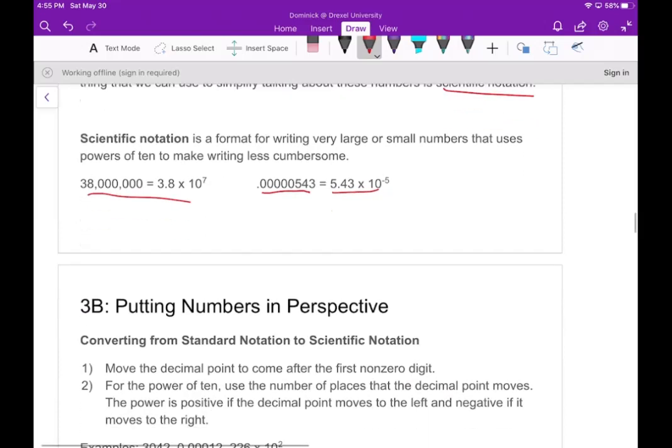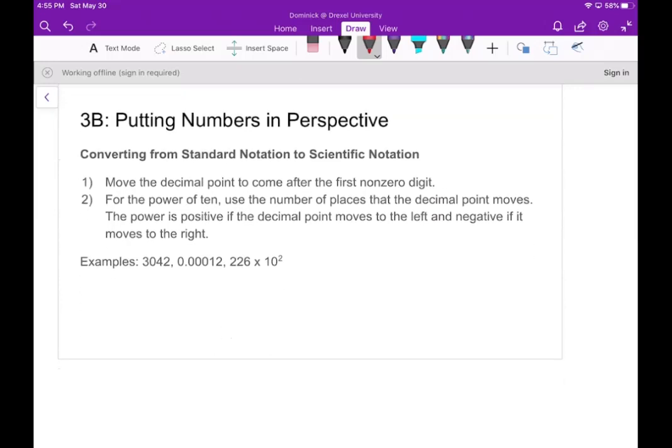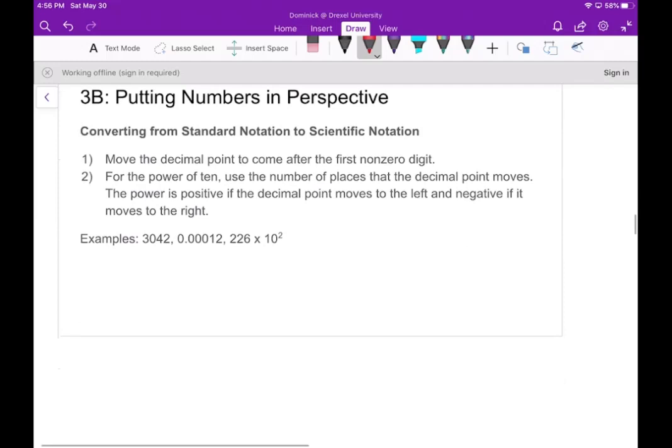Let's talk about first converting from standard notation to scientific notation. The first thing you want to do is move the decimal point so that it comes after the first non-zero digit. We're going to do a couple of examples of this in a second. Now for the power of 10, you're just going to use the number of places that the decimal point moved. The power is going to be positive if you move the decimal to the left, and negative if it moves to the right.